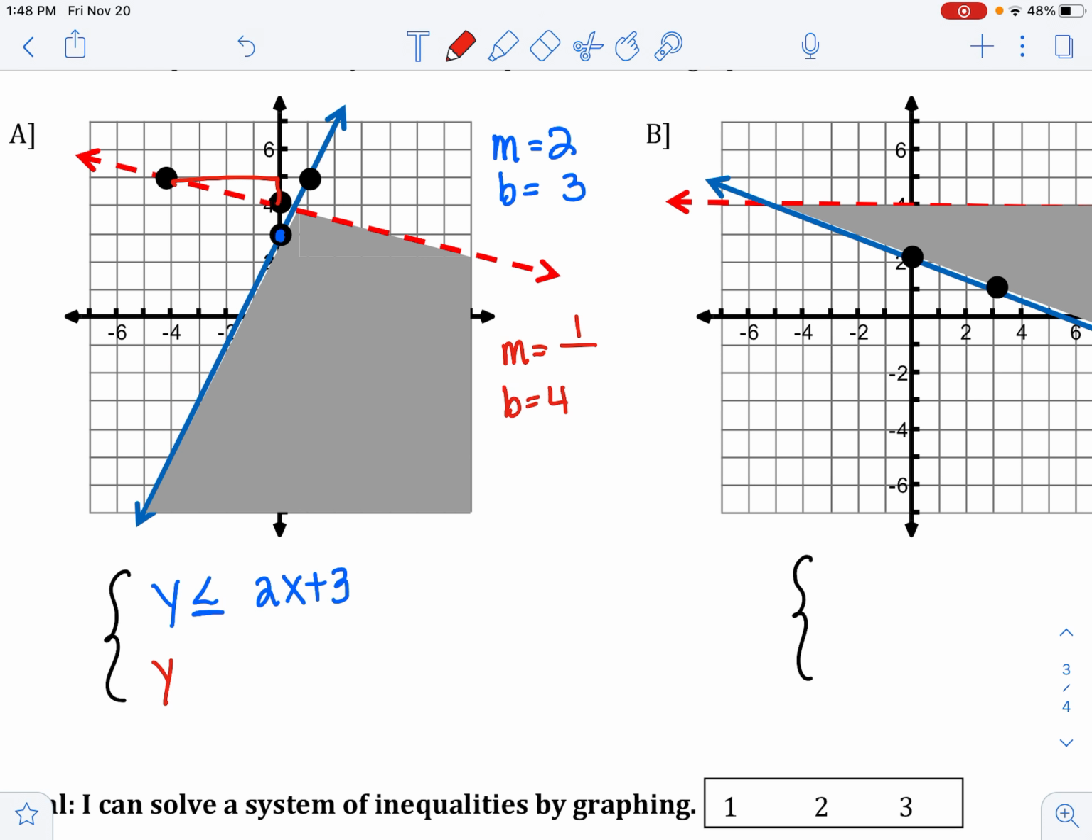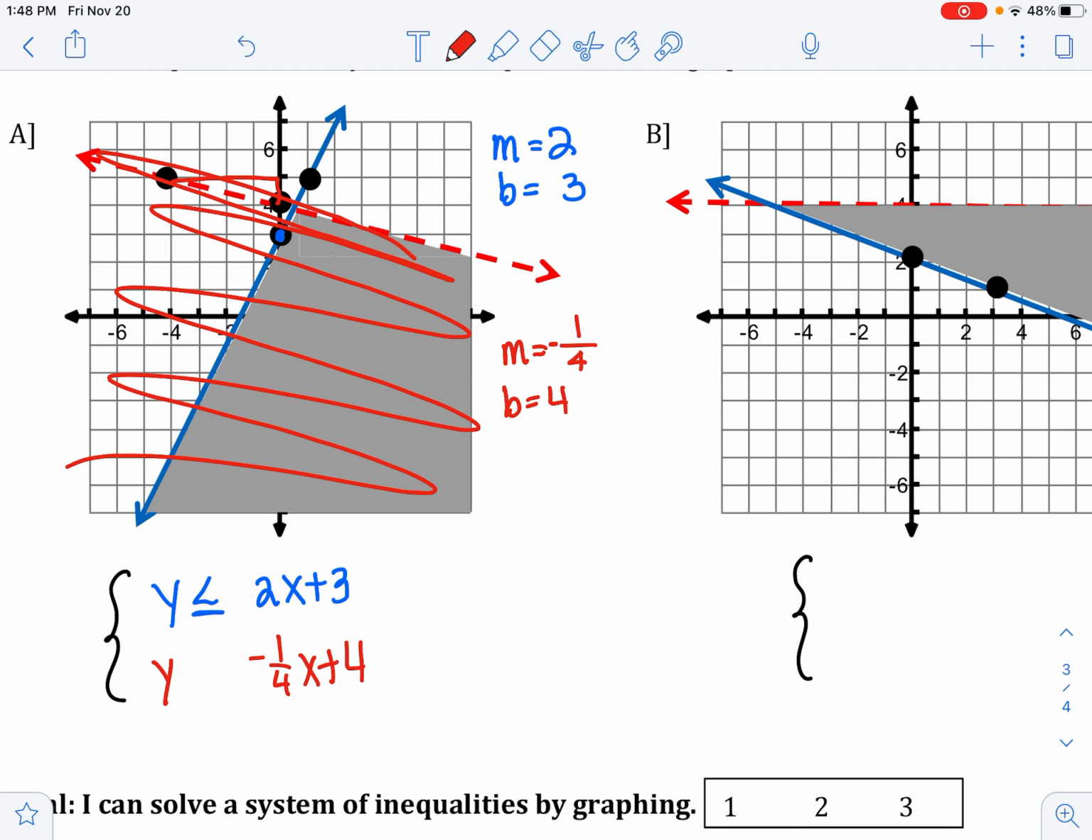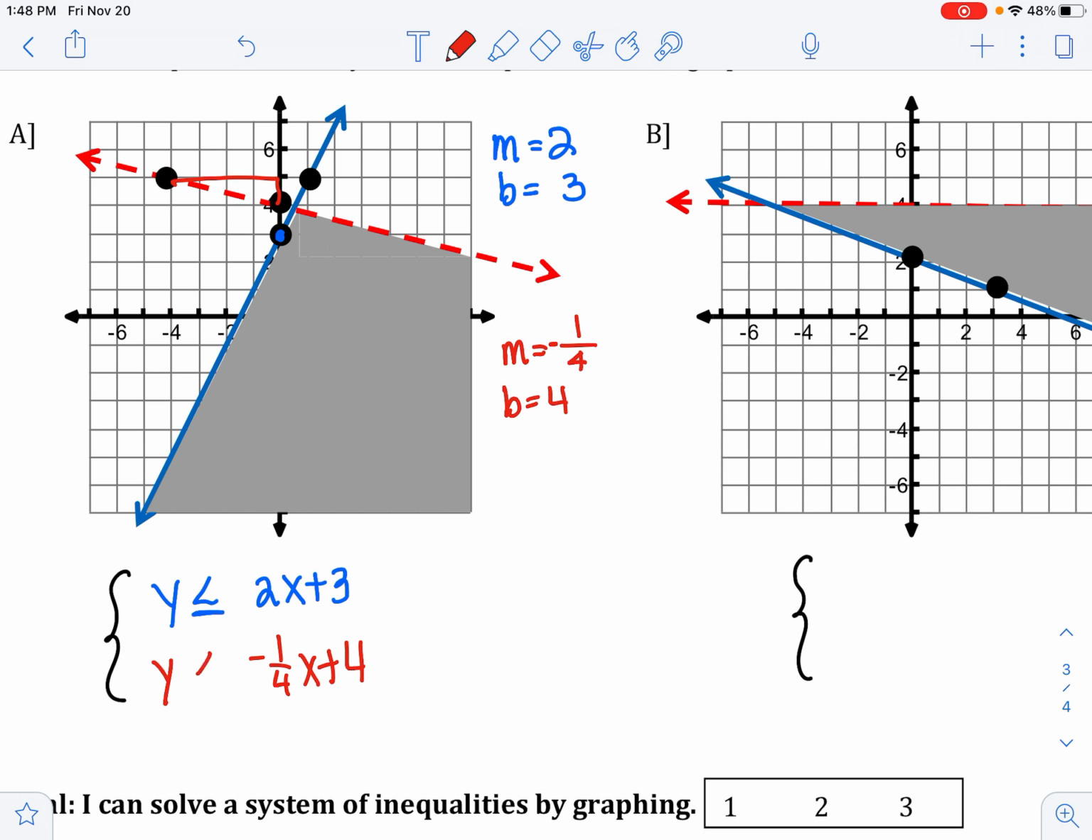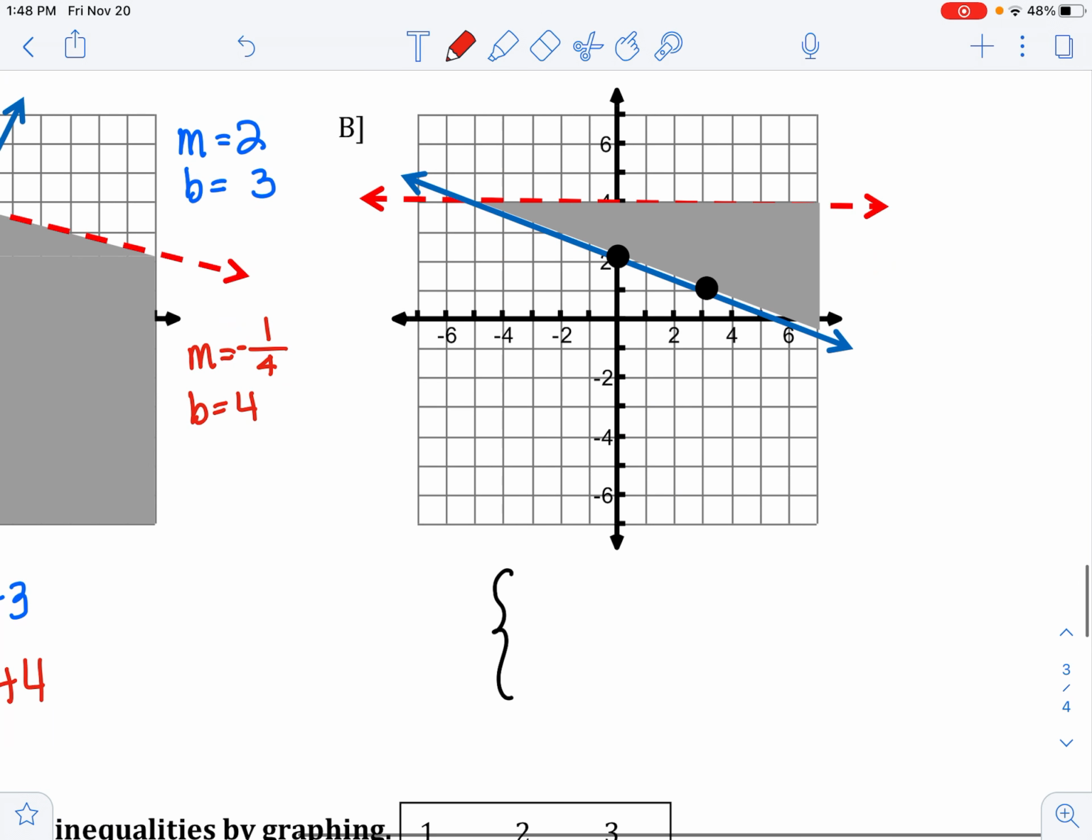And then my slope, this is up 1, left 4. Up 1, left 4 is going to be a -4, so that's -1/4. So y equals -1/4 x plus 4. All right, if you look, you're shaded below this line, so that's less than. And then it's dashed, so I'm not including anything on the line.